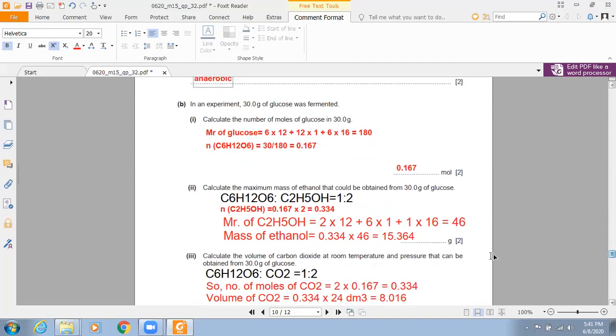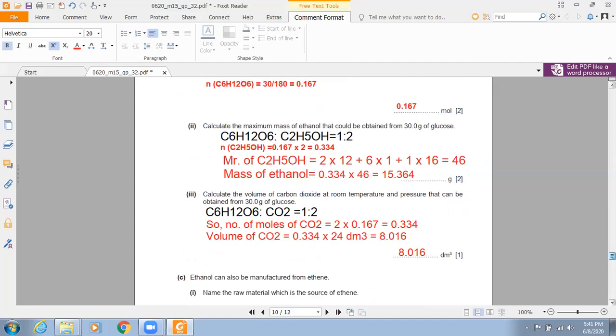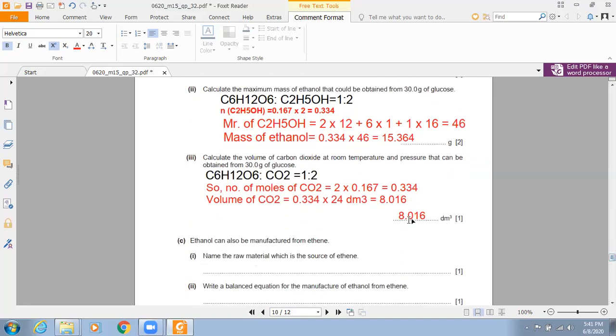Then calculate the maximum mass of ethanol that could be obtained from 30 grams of glucose. So the ratio from the equation is 1:2. The number of moles of ethanol will be 0.334. MR of this one is 46. So mass of ethanol will be number of moles multiplied by MR, so 15.364. A similar sort of calculation here for carbon dioxide. So we have calculated 8.016.